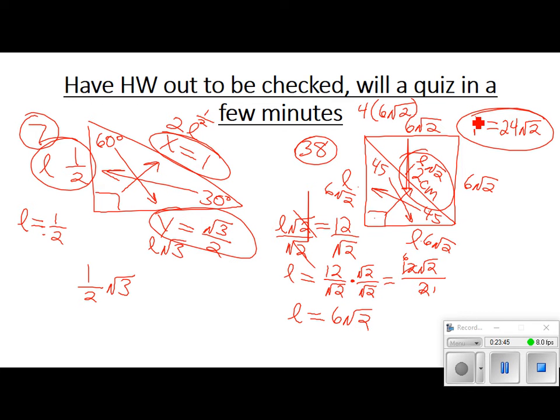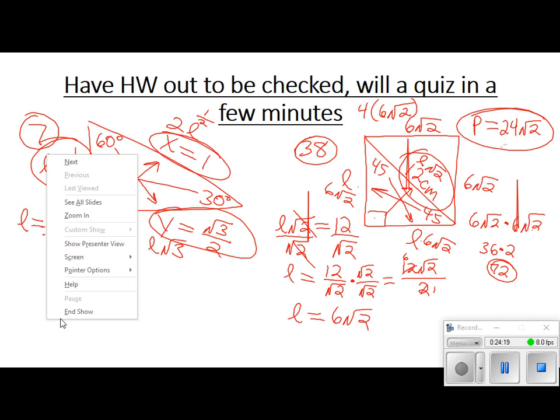How would we find the area of the square? 6 radical 2 times 6 radical 2. Ignore that stray mark there. What's 6 times 6 give you? 36. What's square root of 2 times square root of 2 give you? Square root of 4, which is just 2. What's 36 times 2 going to give you? 72. So the area would be that. They wanted the perimeter this time, not the area. One more question. Then we're taking this quiz.